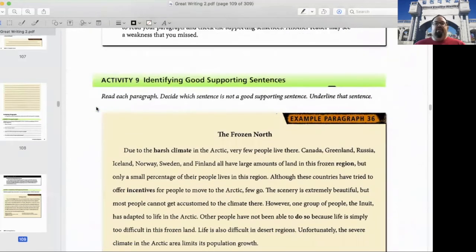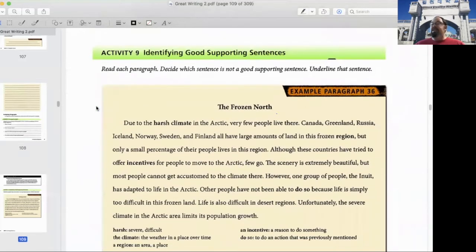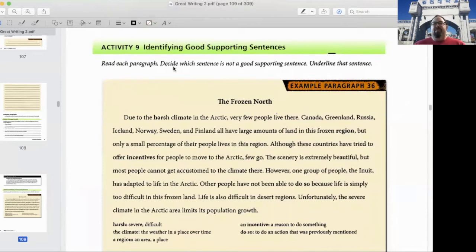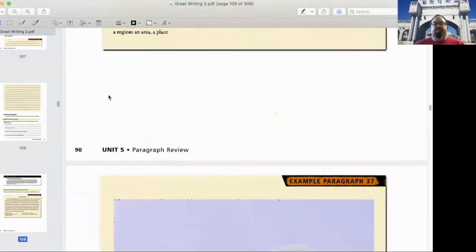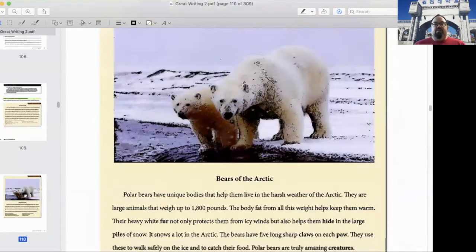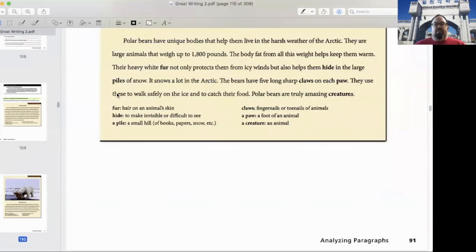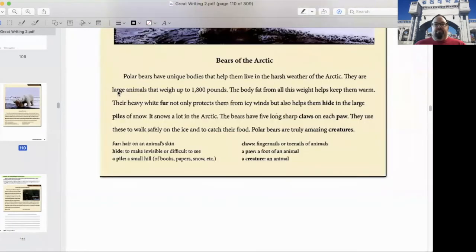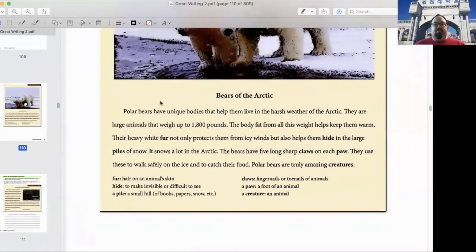Okay, activity 9, this focuses on finding good supporting sentences, and actually finding sentences that are not very good. So decide which sentence is not a good supporting sentence. Why don't we do, that's a long one. Why don't we do this one together because it's shorter. We'll do this one as an example. So, bears of the Arctic.